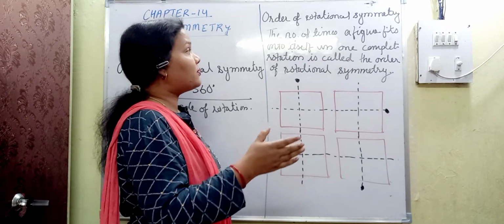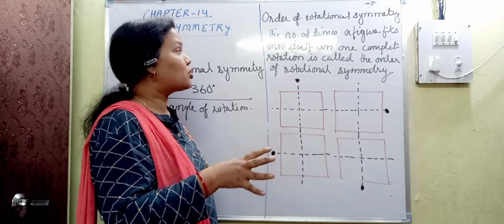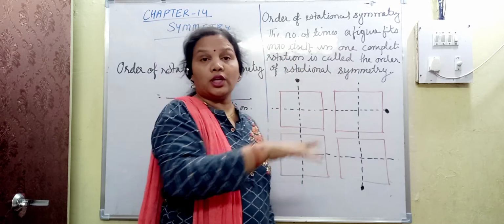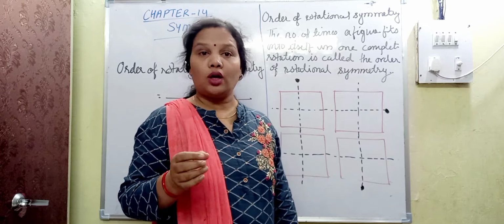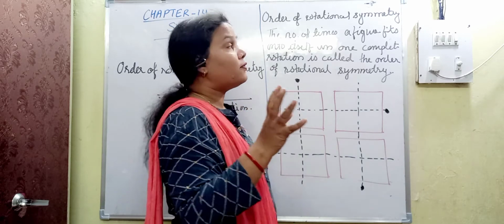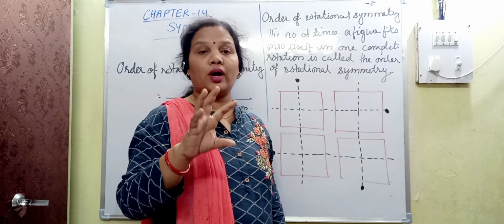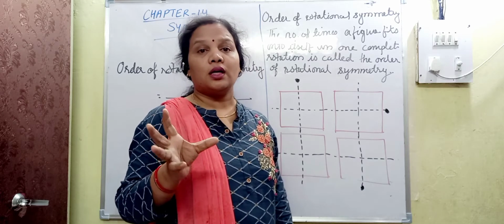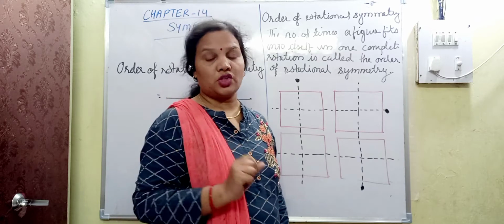The number of times a figure fits onto itself in one complete rotation is called the order of rotational symmetry. Here one complete rotation is given. One complete rotation means 360 degrees. You all know that the value of the complete angle is 360 degrees. So what is the order of rotational symmetry? Whatever the minimum angle needed, the number of times you get the same symmetric figure is known as the order of rotational symmetry.